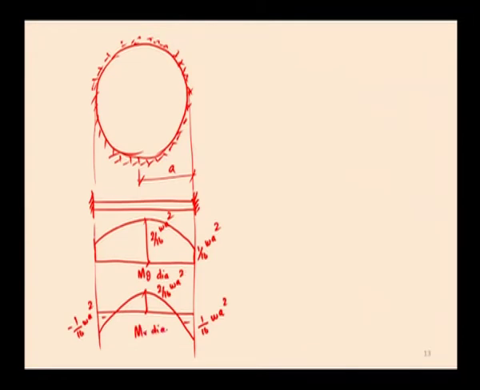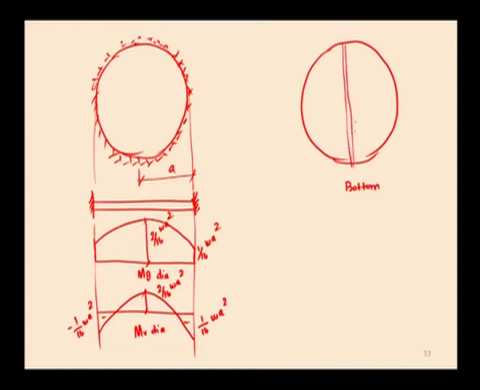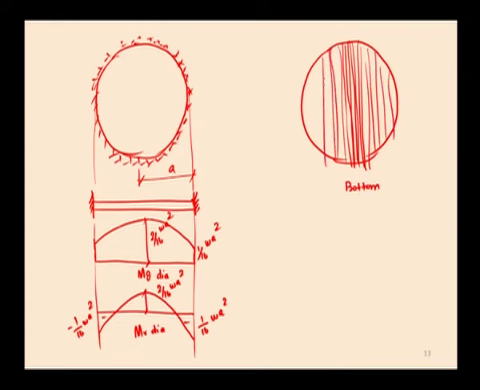And how to resist this radial moment as well as the circumferential moment by means of reinforcement. So, this is the plan of the slab which shows the bottom reinforcement. To resist the circumferential moment at the center and the radial moment at the center, the reinforcement has to be provided along both directions. This is the positive moment reinforcement at the center, that is the bottom reinforcement.